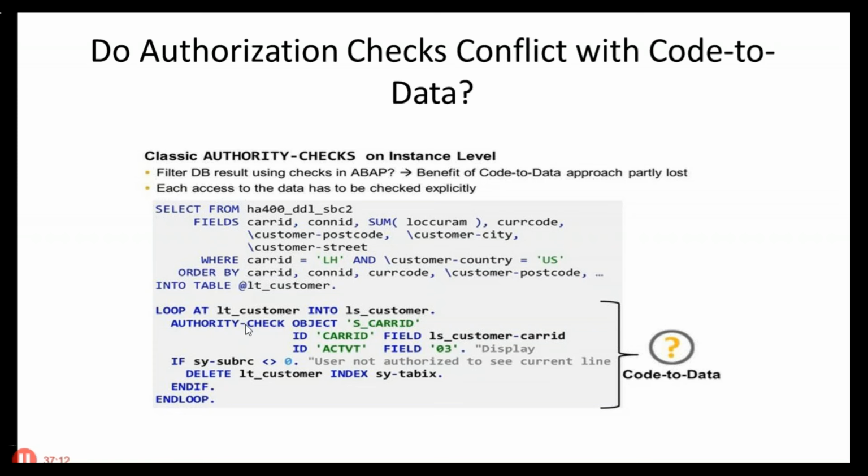Now here we have this loop at. So authority check object S_CARRID. Only when it is S_CARRID, then we use ID carrid and ID activity, and then we go for the authority check. So we are saying delete lt_customer index sy-tabix.